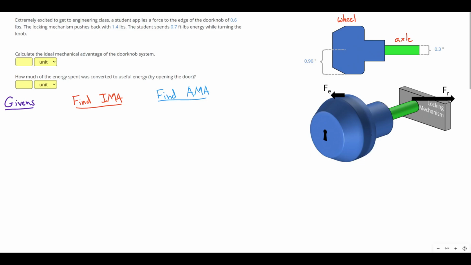Welcome back, engineers. This video we are looking at another wheel and axle complete problem. This one is about a doorknob being turned.